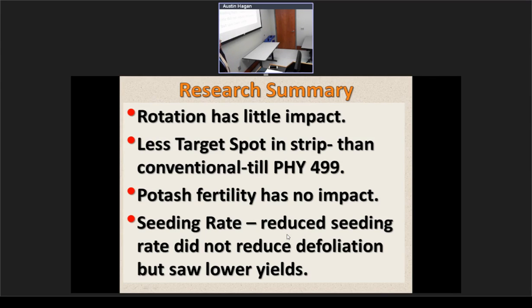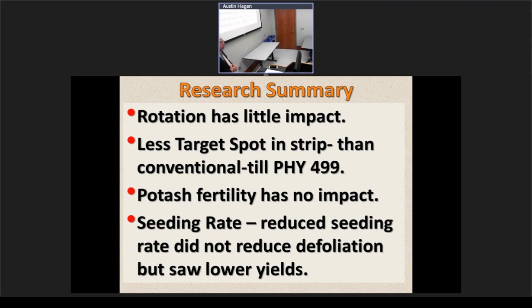In some of the other research that we've done, surprisingly, rotation doesn't have that much of an impact. You would think, given the type of disease we're dealing with, foliar leaf spot diseases, rotation tends to be beneficial, but here in the studies that we have ongoing, it doesn't seem to make a difference.